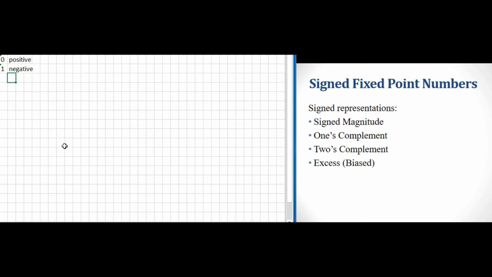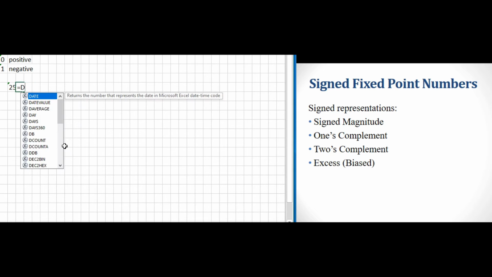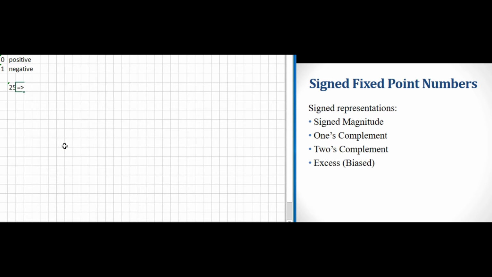So let's take an example. For example, we're going to say that we have a number, let's say 25. Okay, 25 is a decimal number. In binary, it is equal to 1 1 0 0 1. Let's put it in separate cells: 1 1 0 0 1.